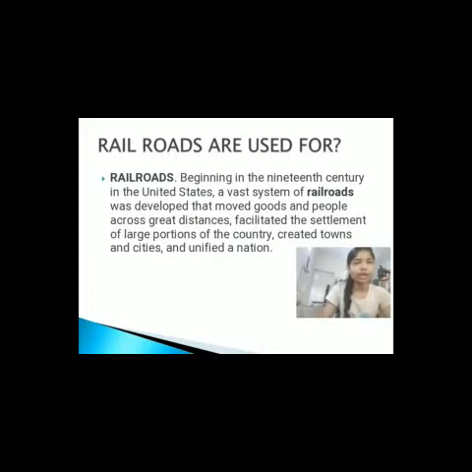Railroads are used for railroads. Beginning in the 19th century in the United States, a vast system of railroads was developed that moved goods and people across great distances, facilitated the settlement of large proportions of the country, created towns and cities, and unified a nation.